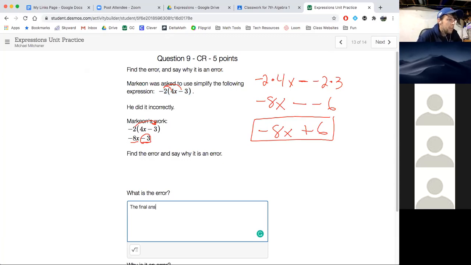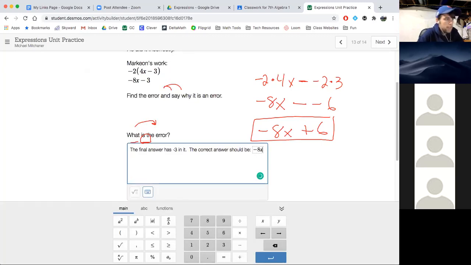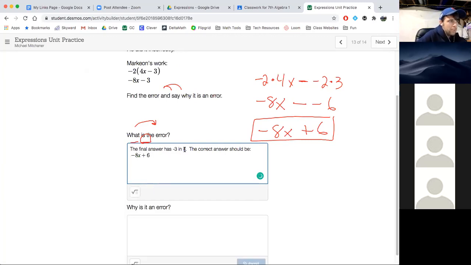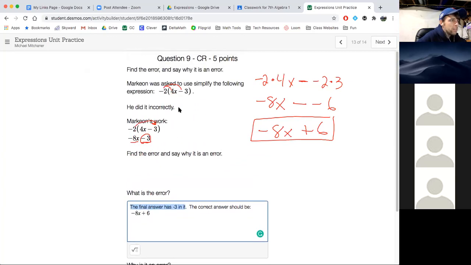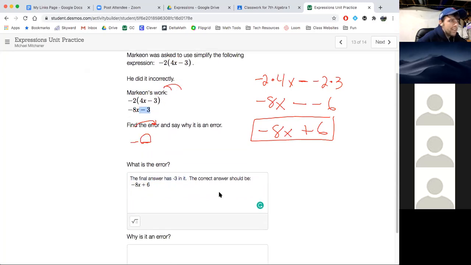The final answer has -3, the correct answer should be -8x plus 6. So here I'm doing a little bit of two things. I'm really just pointing out what the mistake is. Where is it wrong? It's wrong really in the final answer. That's where the error is happening.